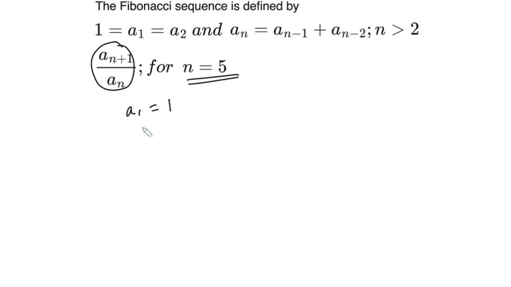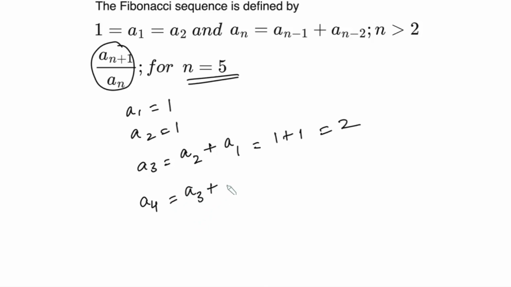a1 equals 1, a2 is equal to 1, a3 will be equal to a3 minus 1, which is 2, plus a3 minus 2, which is 1. So we have 1 plus 1 equals 2. Similarly, a4 will be equal to the sum of previous two terms, which is a3 and a2. So a3 was 2, a2 was 1, so that is 3.